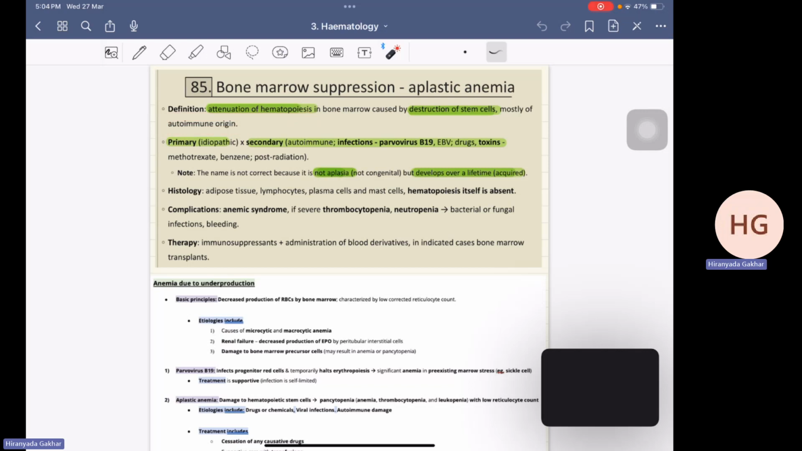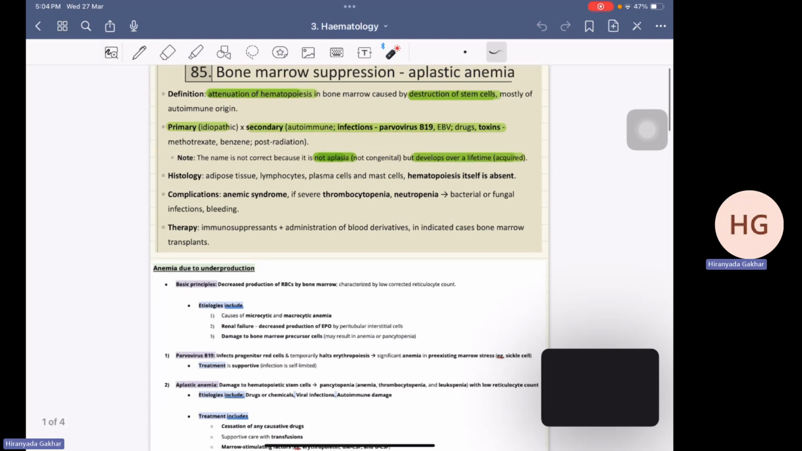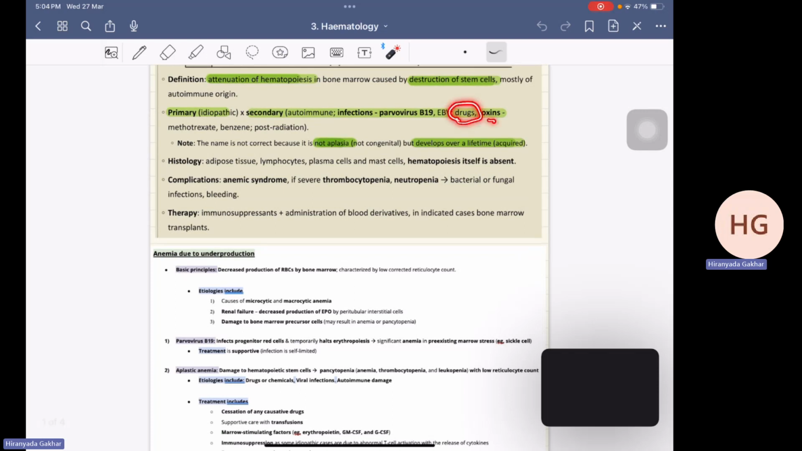So we can classify it into two types, the primary one or the secondary one. The primary one is usually idiopathic. The secondary one happens because of some other primary cause. So, for example, as I mentioned before, it can be autoimmune. It can be due to infections such as the Epstein Barr virus or the parvovirus B19. It can be due to drugs or toxins such as methotrexate, benzene, or post radiation.